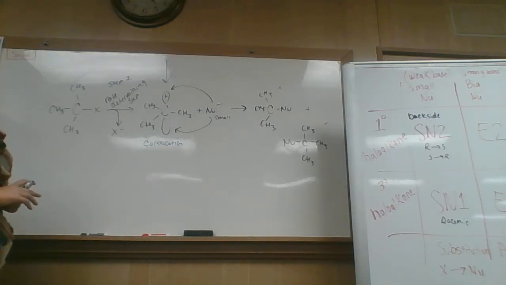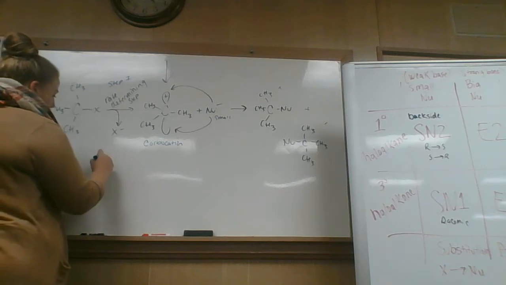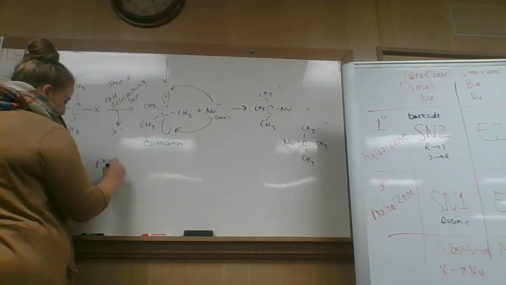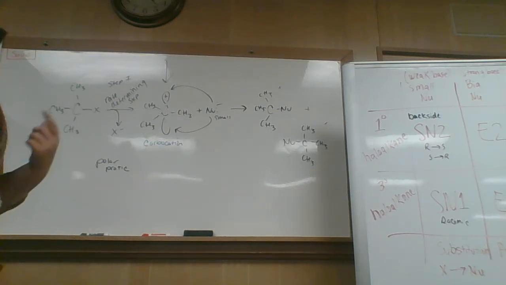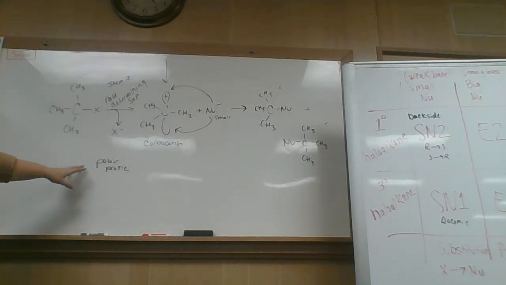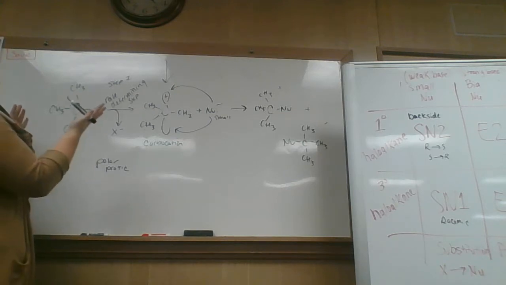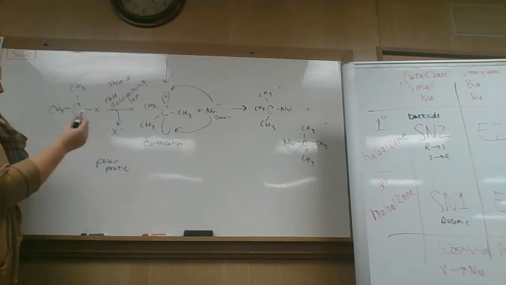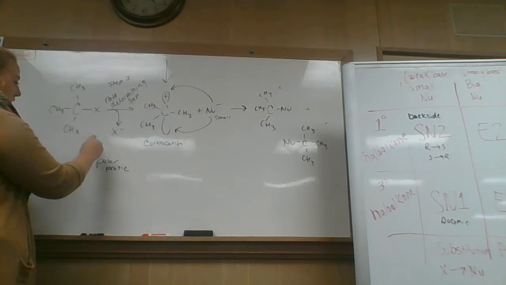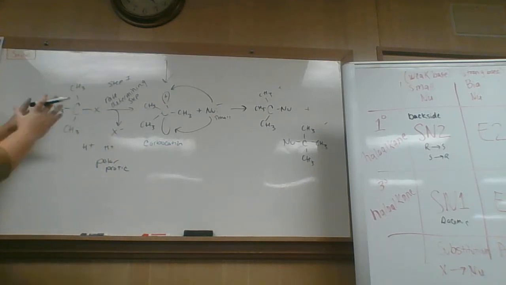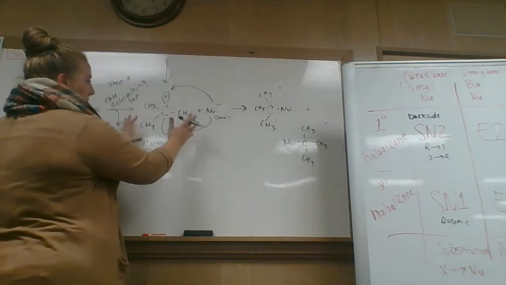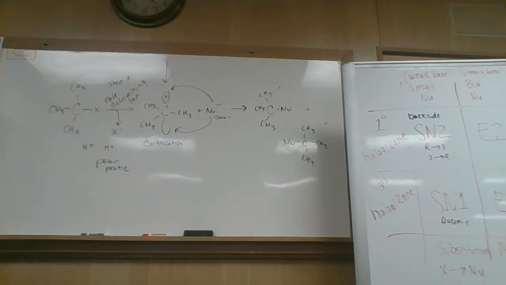So for unimolecular reactions, we prefer polar protic. Last week we talked about a couple different reasons why polar protics are preferred. In your notes and in Dr. Fred's notes, he really emphasizes the fact that the ions, so the protons and other ions that are in the system, help form and stabilize the carbocation. So that's really the number one reason.